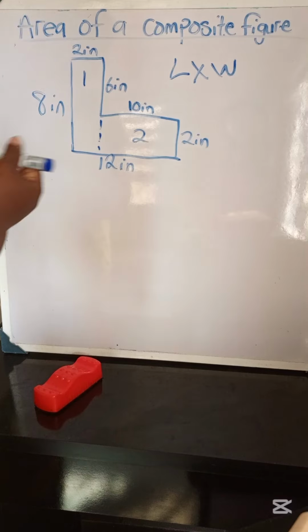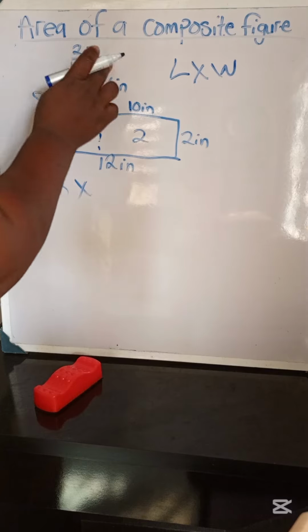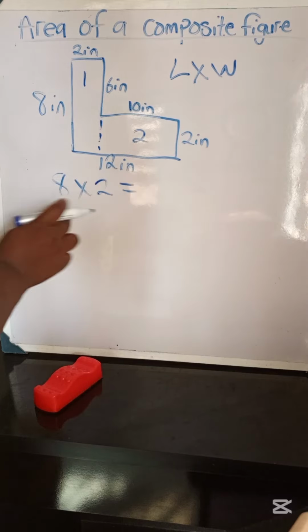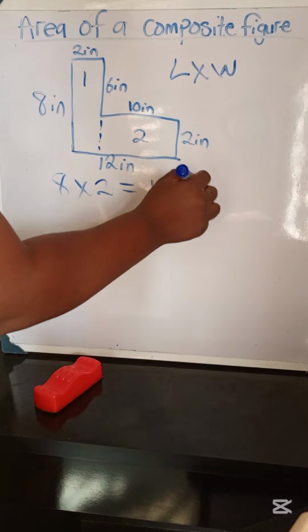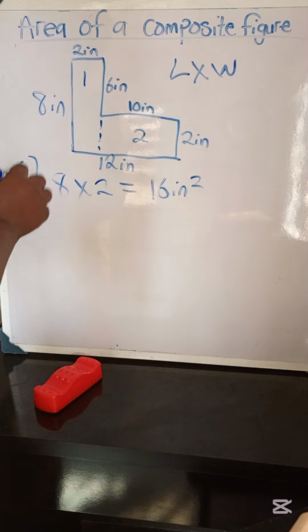So this is going to be our length. We're going to have 8 multiplied by 2, which is going to act as our width. We'll multiply 8 by 2. This is going to give us 16 inches square units. Now we found it for rectangle 1. So we're going to put this as rectangle 1.